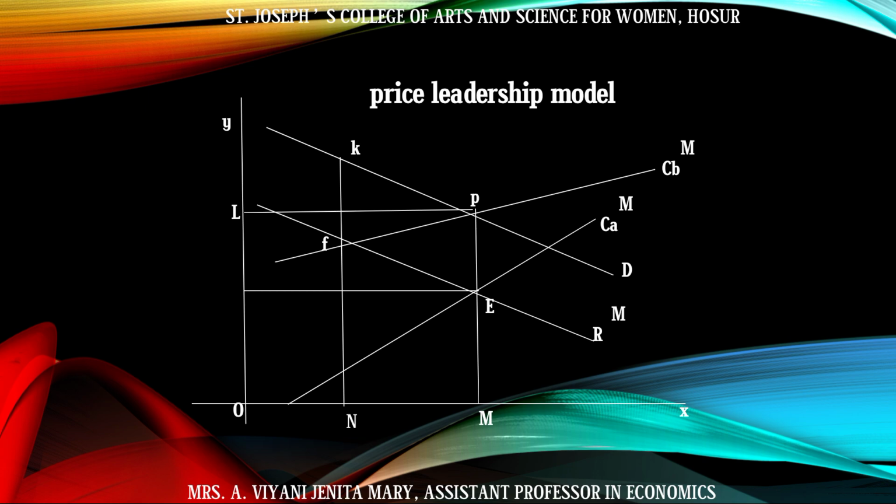Firm A maximizes profits by selling output OM and setting price MP. Firm B is in equilibrium at point F, where MCB is equal to MR. Firm B maximizes profits by producing ON output and selling it at NK price. Firm B has to compete with firm A in the market. If firm B fixes the price NK per unit, it will not be able to compete with firm A, which is selling goods at MP price per unit. Firm B will be compelled to follow the leader firm A.